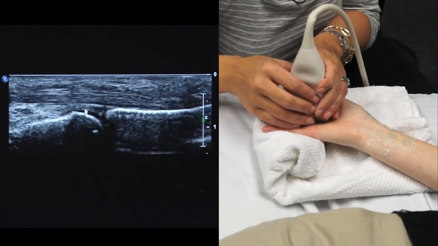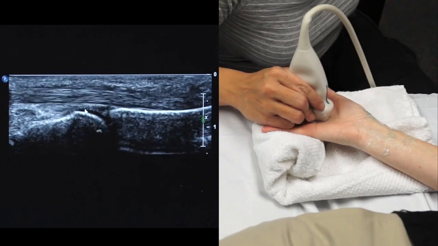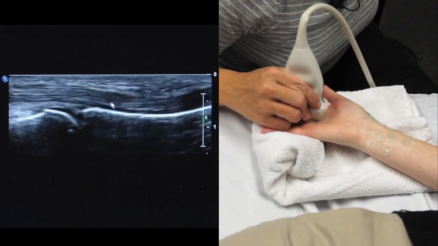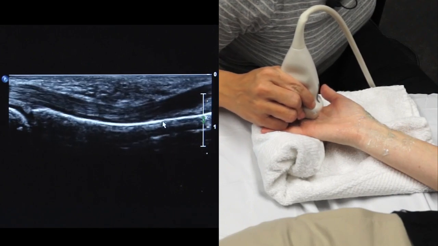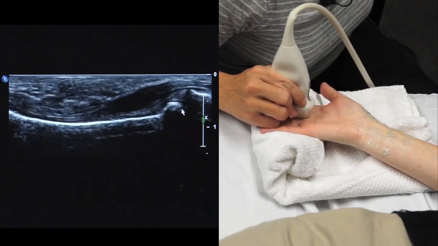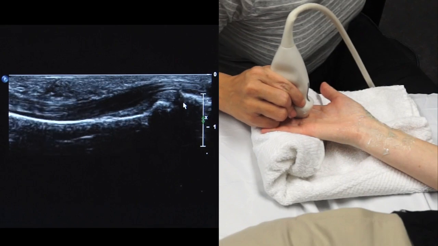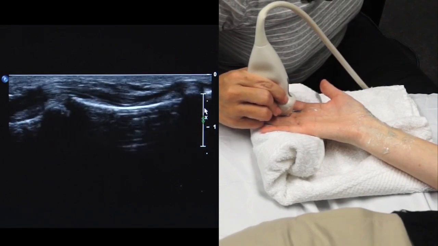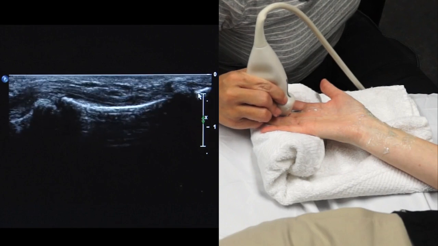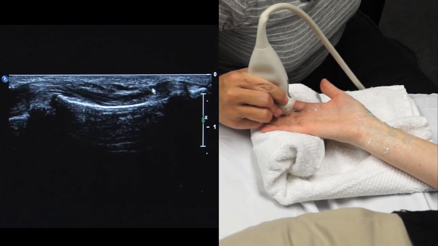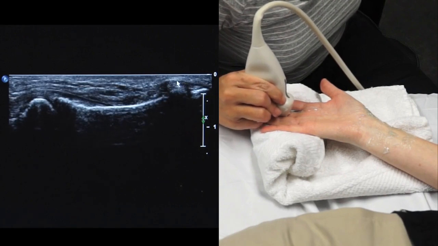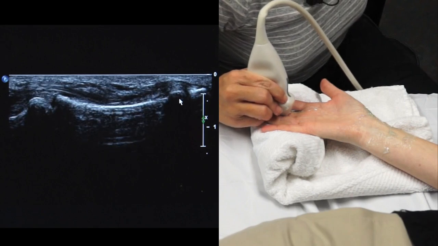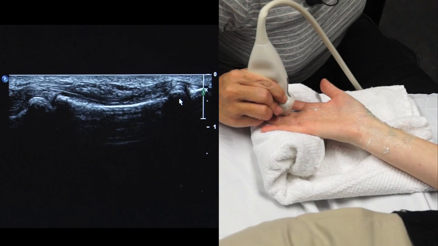Okay. So we're looking at the superficial and the deep flexor tendon. And we can follow these tendons distally. Here now we are at the proximal interphalangeal joint, and then at the distal interphalangeal joint, where you can see the deep tendon extending and inserting at the base of the distal phalanx. I'm just going to move the focus up so you can see it a little better.